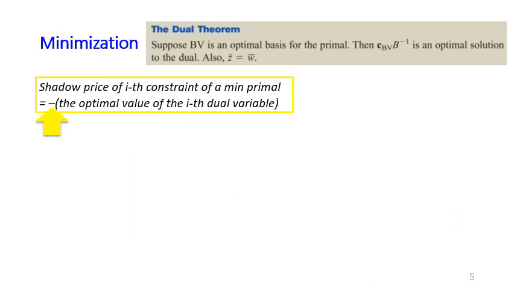Now for a minimization problem, the shadow price of the ith constraint of a minimization primal equals minus the optimal value of the ith dual variable. So be careful that for the minimization problem, the shadow price of the ith constraint equals minus the optimal value of the ith dual variable.